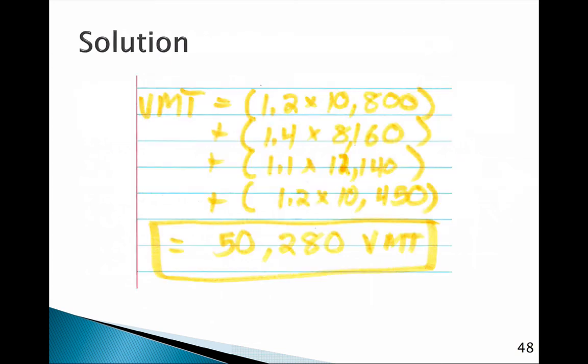So in sloppy writing, that looks like this: 1.2 times 10,800, 1.4 times 8160, etc. And we're going to sum that up for this entire corridor, in this case about 4.9 miles. We would talk about it in terms of having a VMT, or vehicle miles traveled, of 50,280.